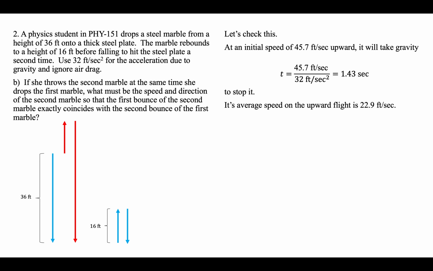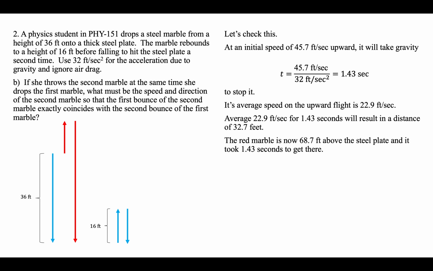Its average speed on the upward flight: it starts off at 45.7 and ends up at 0, so the average is 22.9. If it does 22.9 for 1.43 seconds, it's 32.7 feet. So it goes 32.7 feet up, and it started 36 feet in the air. So now it's 68.7 feet above the steel plate, and it took 1.43 seconds to get there.